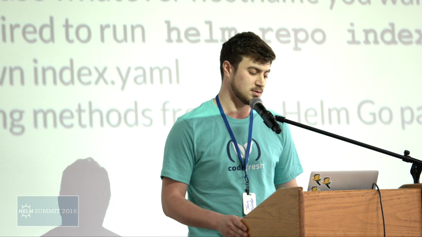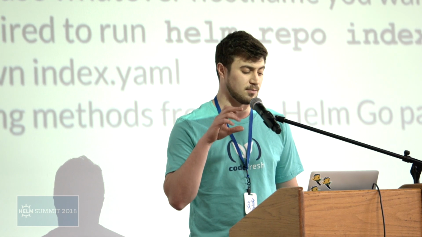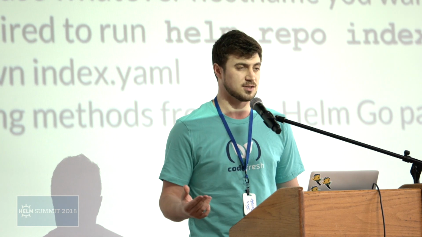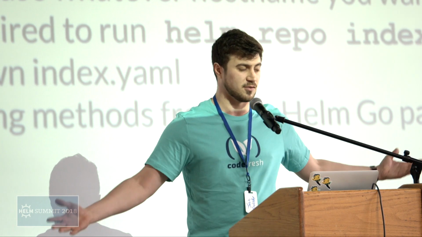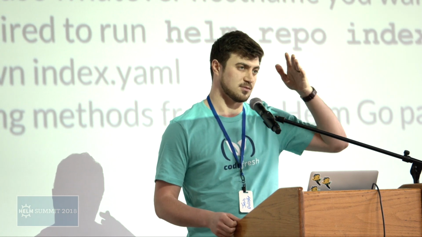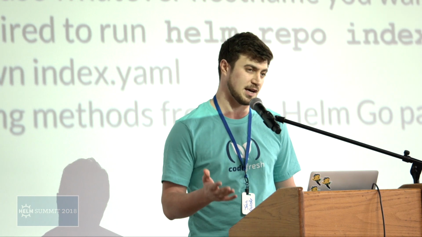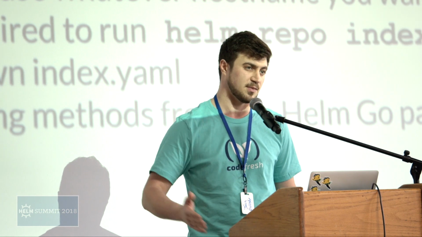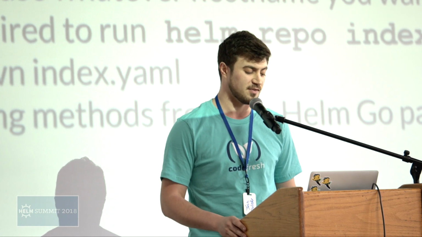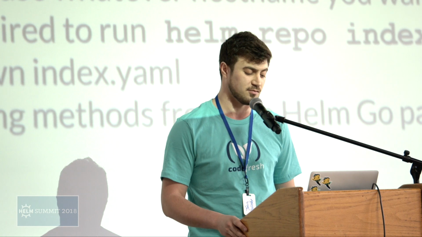What else? One of the things that's interesting is it provides relative URLs in the index. So you could run this behind multiple different host names, and it just says something like charts/mychart.tgz, and the Helm CLI knows to just use the host name that you provided. And you don't have to run the helm repo index command, which is the core of a lot of race conditions.